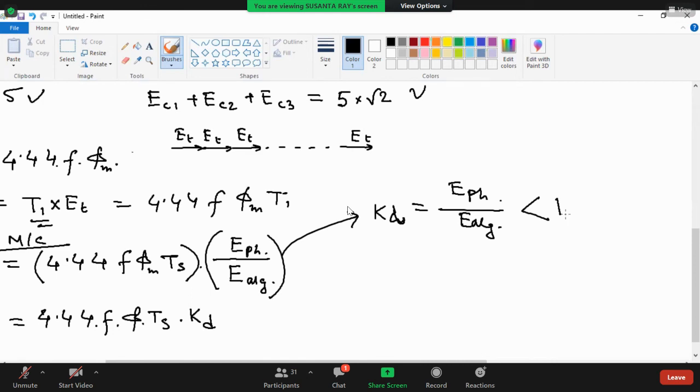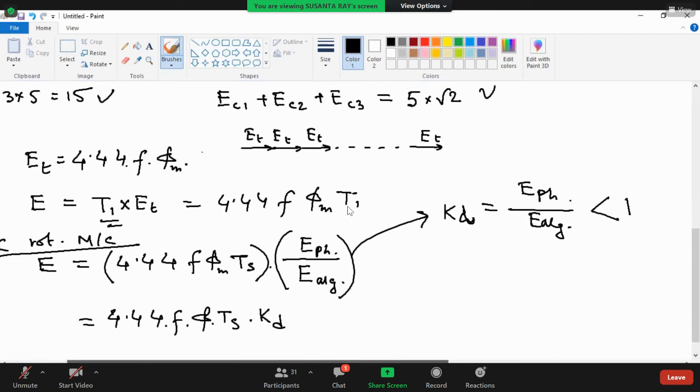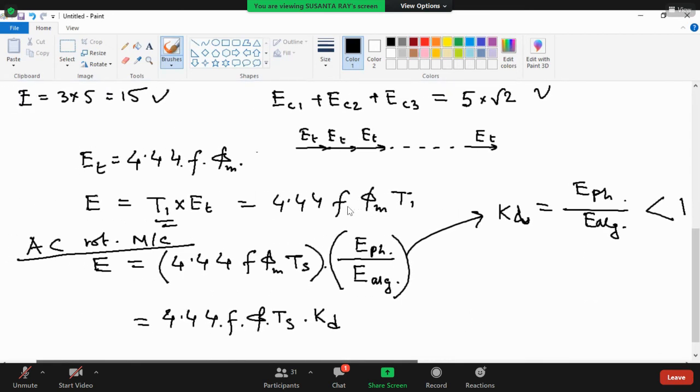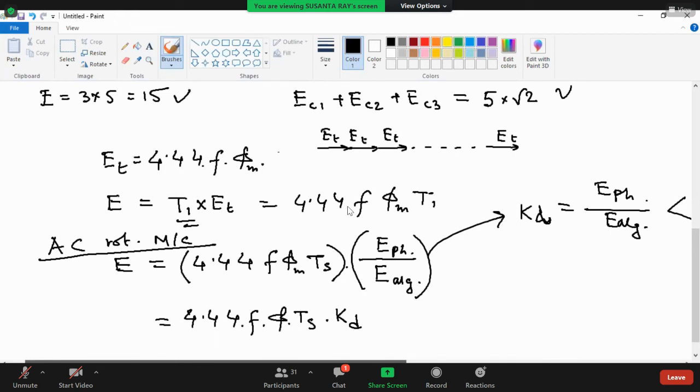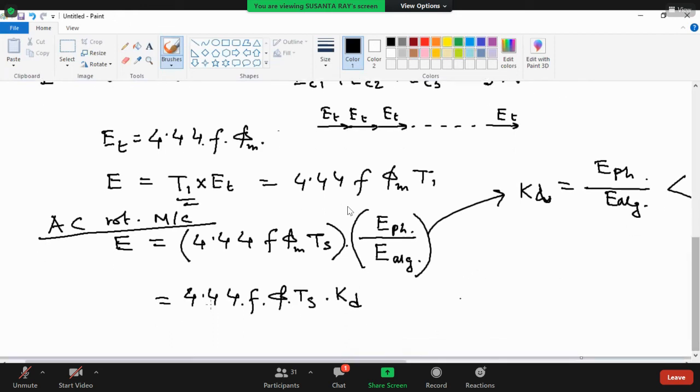I don't know what is the expression of KD. Sine Q gamma by 2 divided by Q sine gamma by 2. I forgot that expression. But I know these things only, that the KD is nothing but the phasor sum divided by the algebraic sum. Okay. So that means if we have a distribution factor, your net voltage will be reduced.